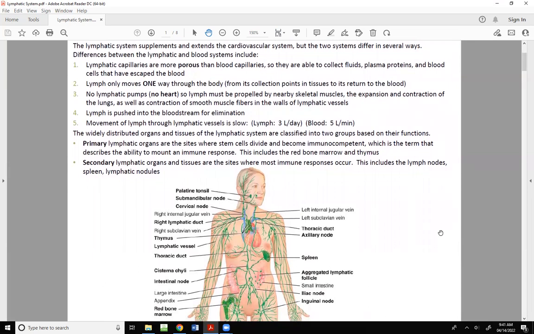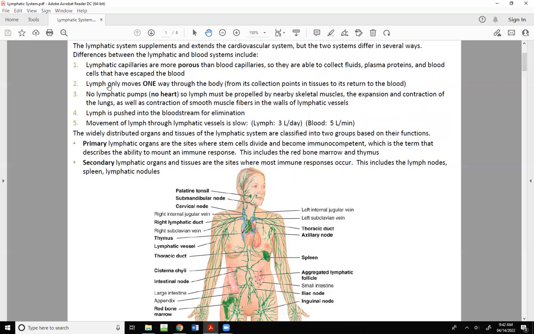And I've already mentioned this, but the lymphatic system supplements and extends the cardiovascular system, but the two systems are different in several ways. Those differences are listed here with these 5 following things. We find that lymphatic capillaries are more porous. Essentially, they have kind of bigger holes in them. Therefore, they are going to allow more stuff in. They are able to collect fluids, plasma proteins, and blood cells that have escaped the blood.